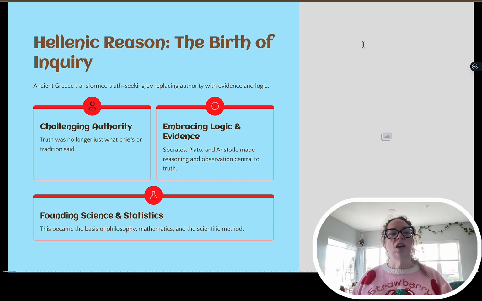Truth is not determined by who's speaking, the Greeks said. It's determined by the quality of the argument and the accuracy of the observations. So this is the foundation of logic, of philosophy, of science, and of statistics. When you run a chi-square test today, you are doing something that would be recognizable to Aristotle.